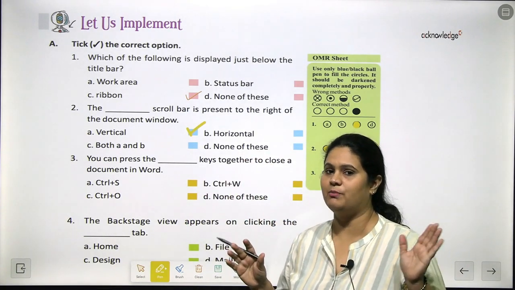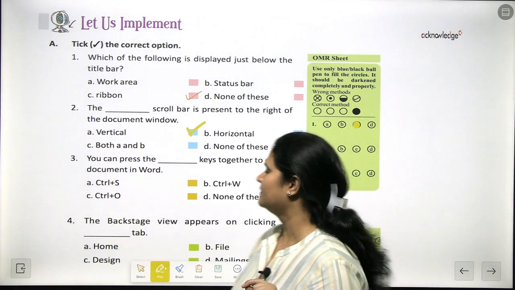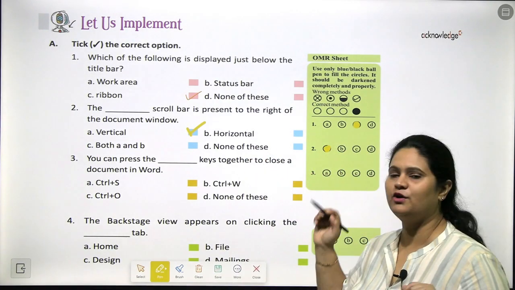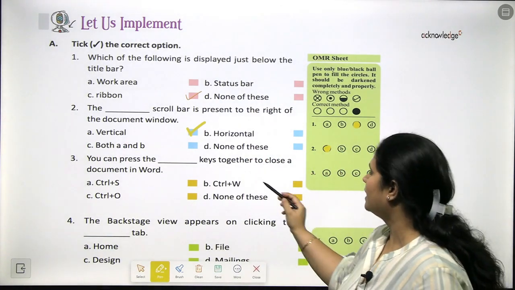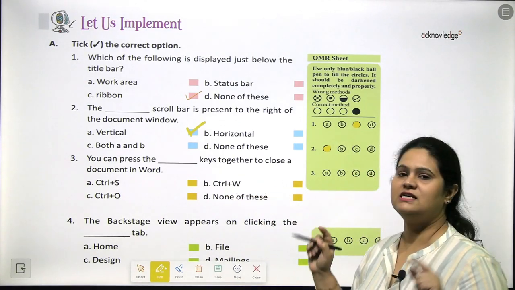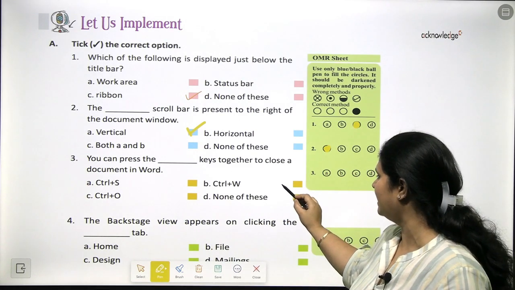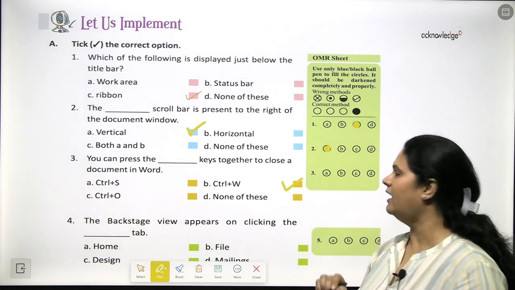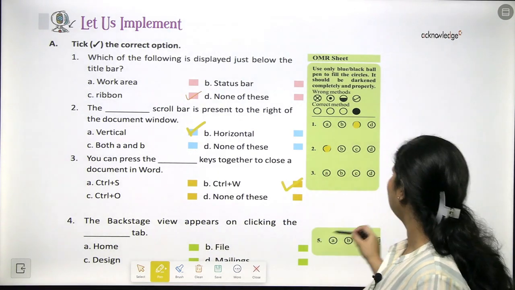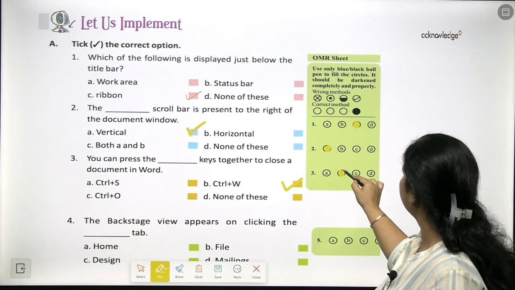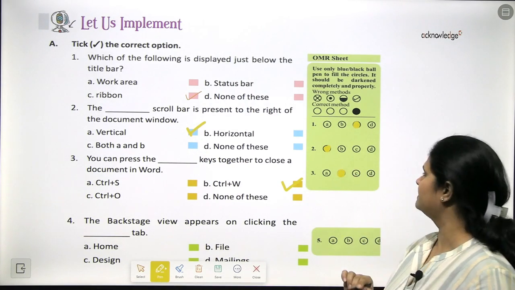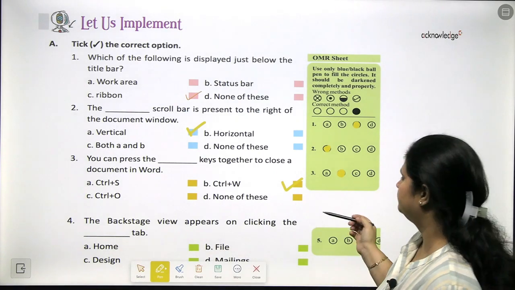Now, number 3, you can press the dash keys together to close a document in Word. Let us teach you about one more shortcut. So, for closing a document in Word, we use Control and W key together. Remember this, children. So, the answer is option number B. So, let's fill the bubble. You must fill these bubbles properly.